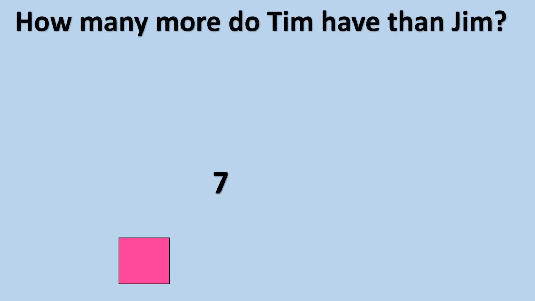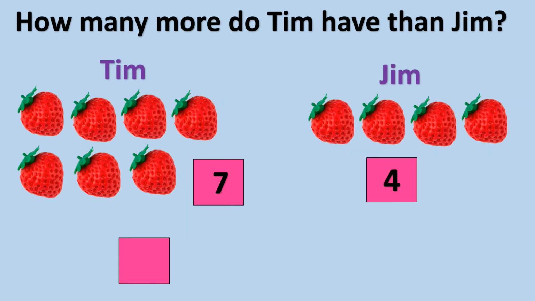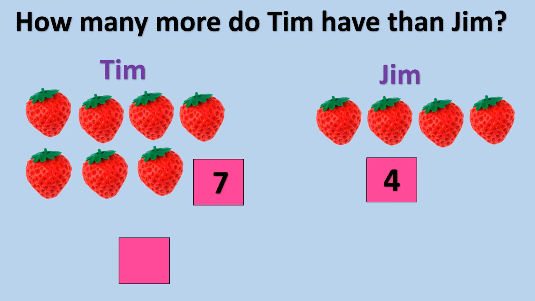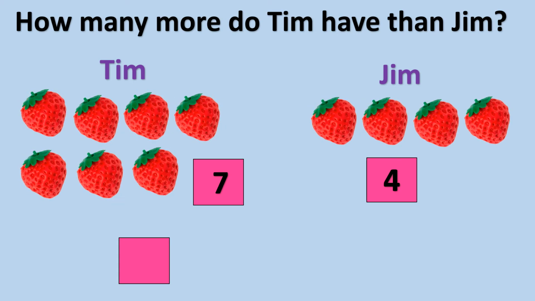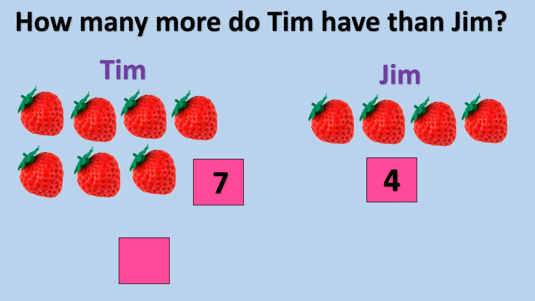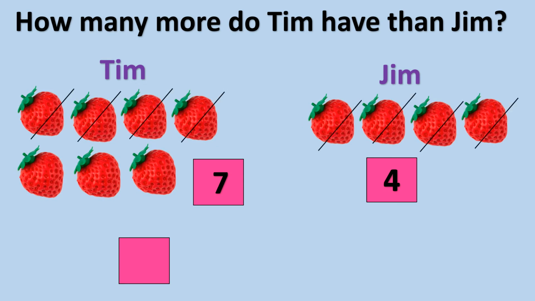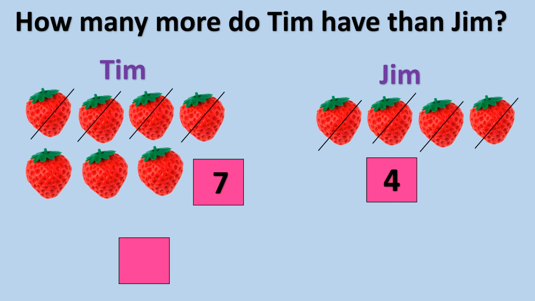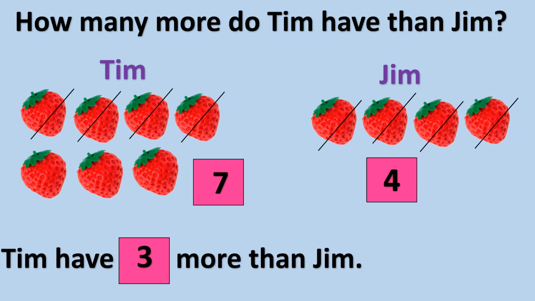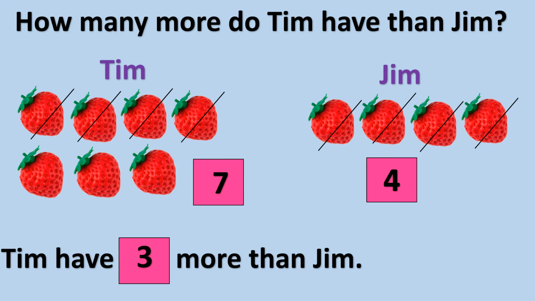Children, let's do some sums which are a little different, but we will learn. Here, how many more does Tim have than Jim? Tim and Jim are two friends and they have some strawberries. Tim has 7 strawberries whereas Jim has 4 strawberries. So how many strawberries are common between them? What is the common number? 4. So they have 4 strawberries in common. So let's strike off 4. How much is Tim left with? Tim is left with 3 strawberries. So let's write the answer. Tim has 3 more than Jim.